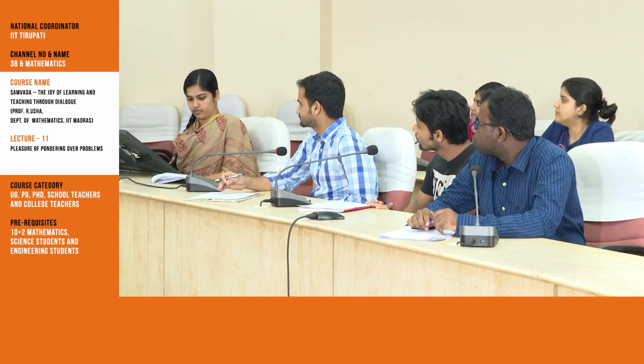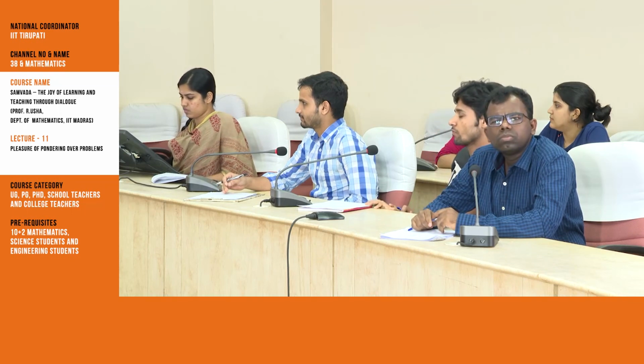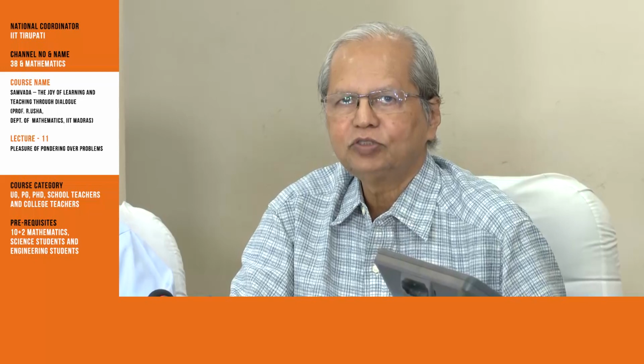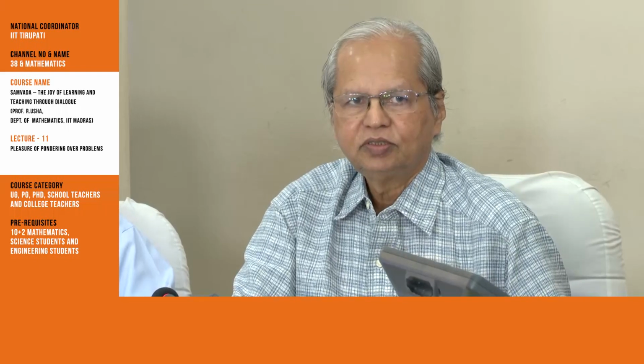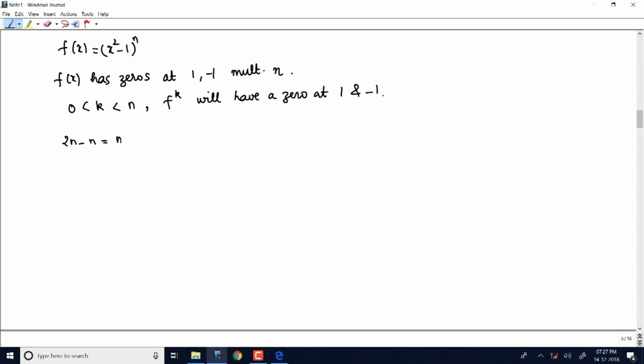Differentiation reduces the degree of the polynomial by 1. Initially you start with (x² − 1)ⁿ, so the degree is 2n, and you get the Legendre polynomial by differentiating it n times. So what is the degree of the Legendre polynomial? Yes, sir. The degree of Pₙ(x) is 2n − n, which is n.